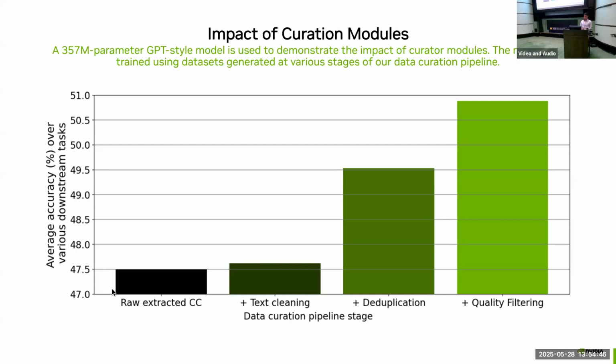Each additional bar in this histogram represents an additional step of this curation process. After that initial text cleaning, where we're removing things like languages that we don't expect to be present or Unicode errors, we see a little bit of a boost in performance in our model. Then by adding the deduplication step, we get an even bigger step up in our performance. And finally, with this final quality filtering stage, we get an even larger improvement in our model's downstream performance.